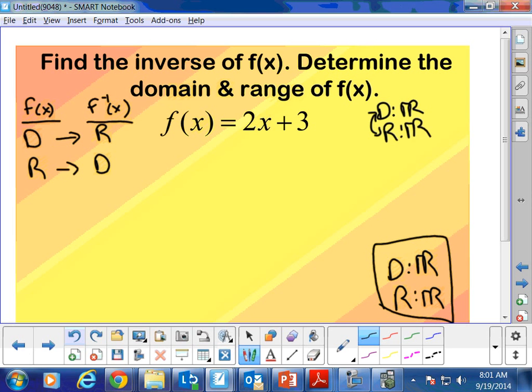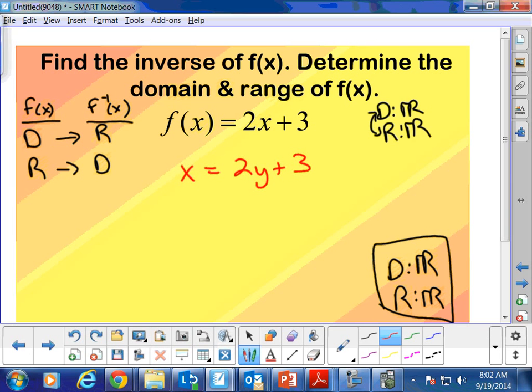So now with this, let's go ahead and replace a couple of things. Remember how we said when you do an inverse, you're replacing the x and the y's? You're basically going to have this. Let me change the color, let's make it red. Let's do x is equal to 2y plus 3.